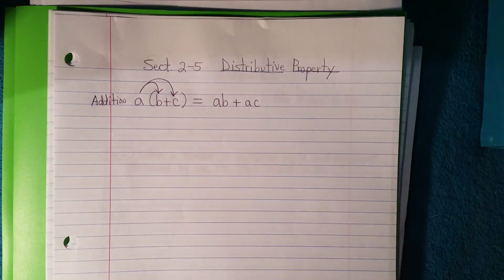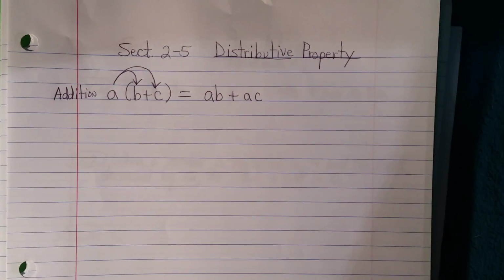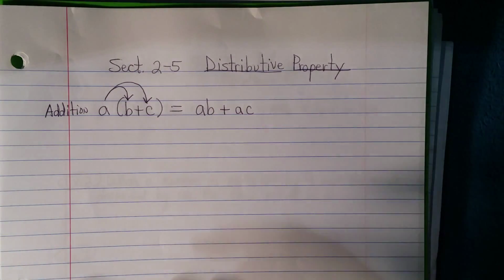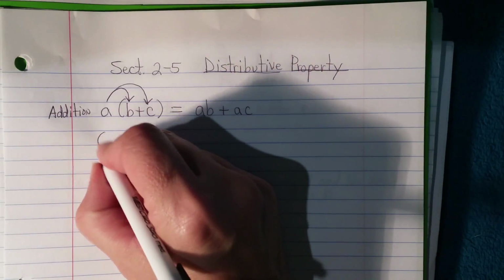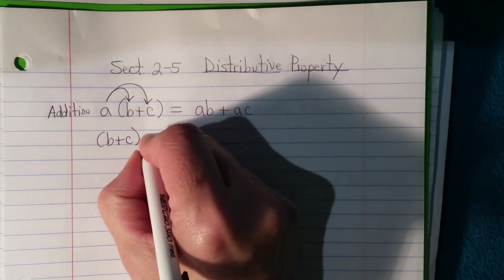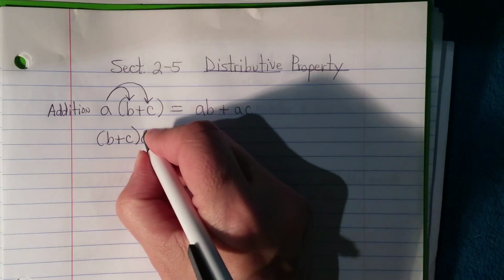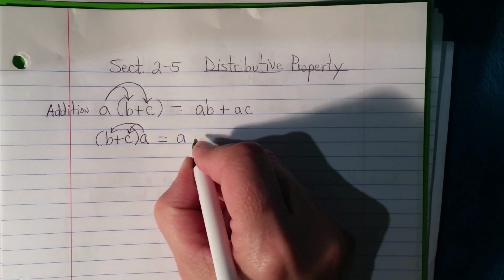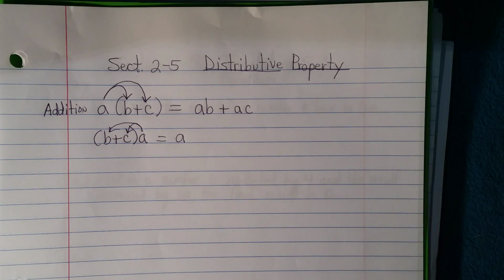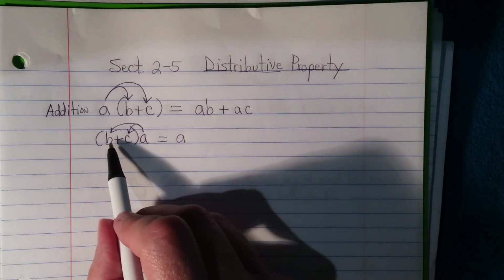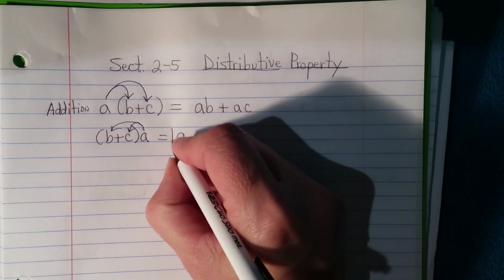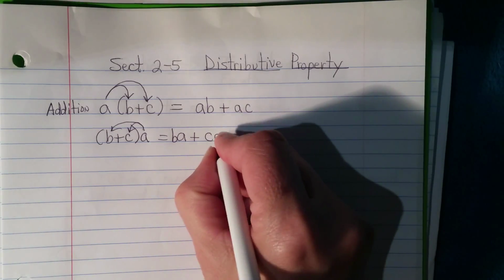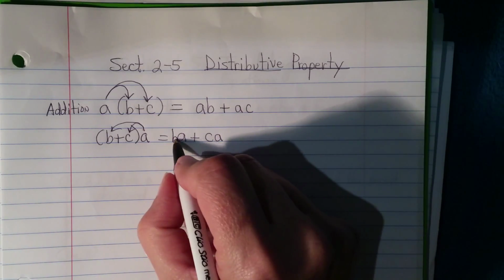Let me zoom. I think I got zoomed out a little bit. Here we go. And then you could also write the same expression as (B plus C) with the A on the right side. It doesn't matter, it's still going to be distributed, it's just going backwards here. I'm just going to go BA plus CA. And the order of these two doesn't matter because that would be commutative.